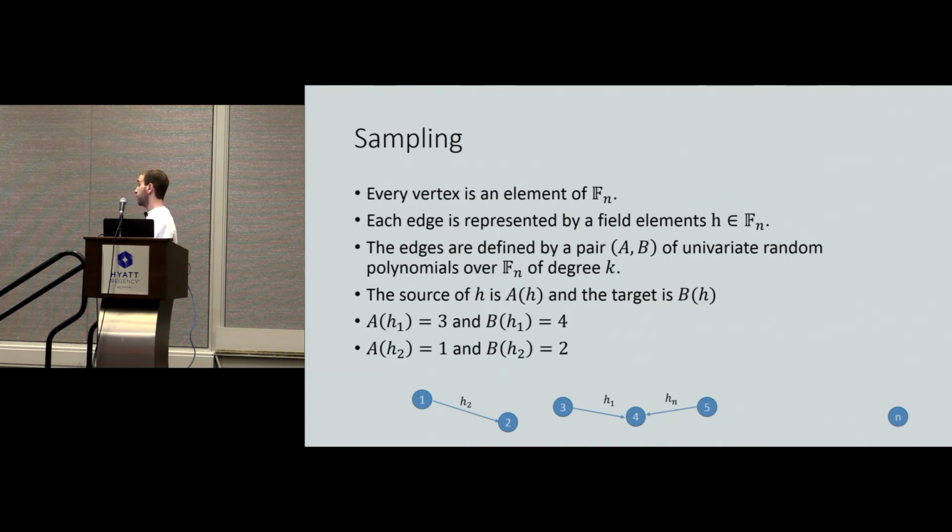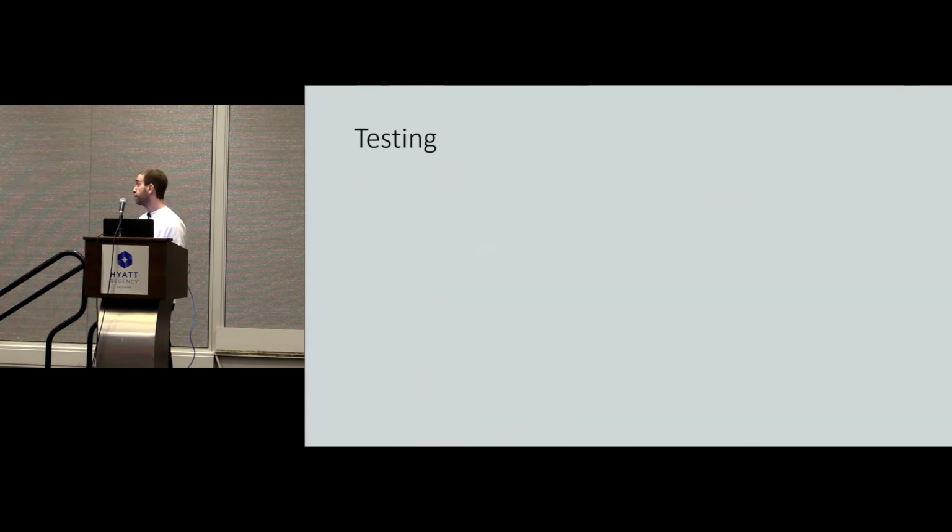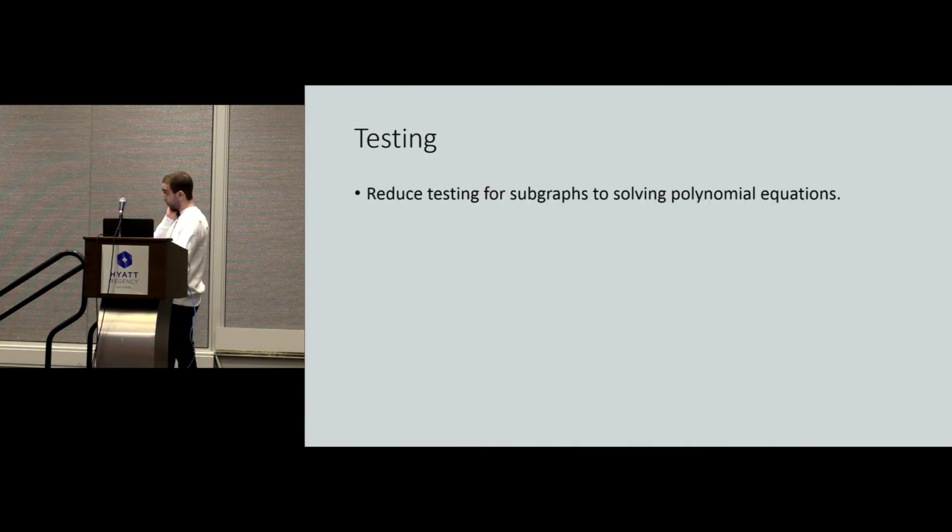And the reason that the graph is k-wise independent is that if we take a random degree k polynomial and look at its evaluation on k distinct points, then the evaluations are uniformly distributed. So this is the sampling algorithm. And let me describe the testing algorithm. So this is the tester, and the main idea is to reduce the testing for subgraphs to solving polynomial equations.